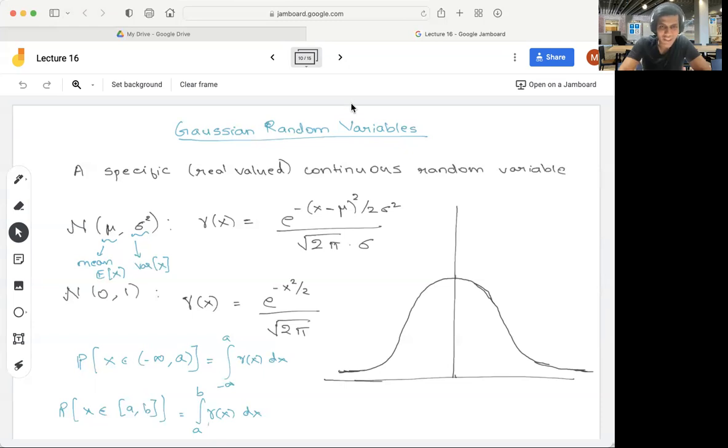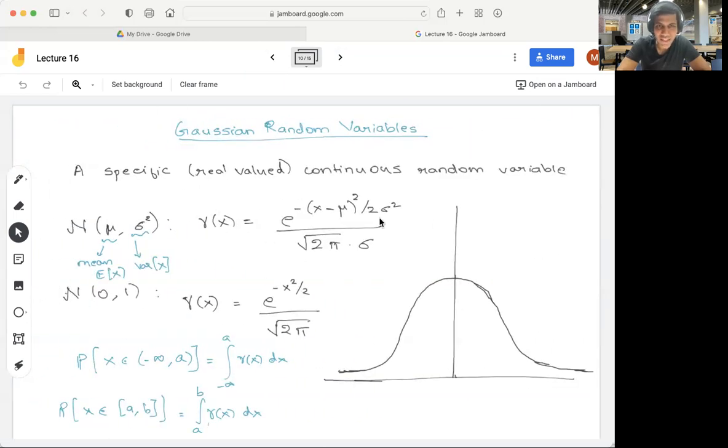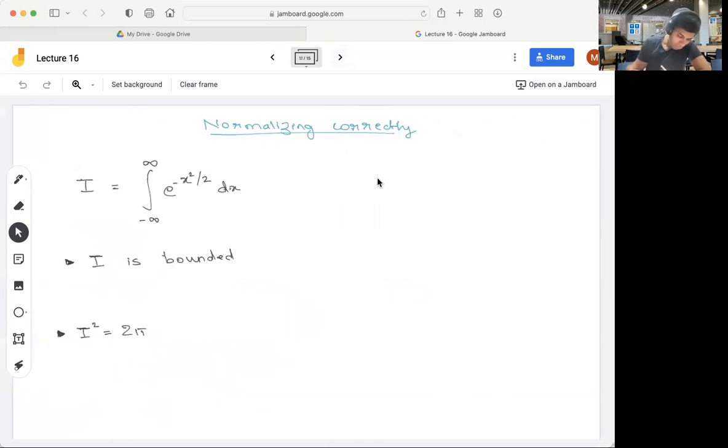All right, so let's explore this crazy function a little more. I kind of owe you an explanation for this strange square root 2 pi that appears in the denominator, and that actually comes from a necessary requirement that the probability that the random variable lies between minus infinity and infinity should be 1. Because it's a real valued random variable, it has to lie somewhere on the real line. And so the probability of this event, which is the entire real line, should be 1.